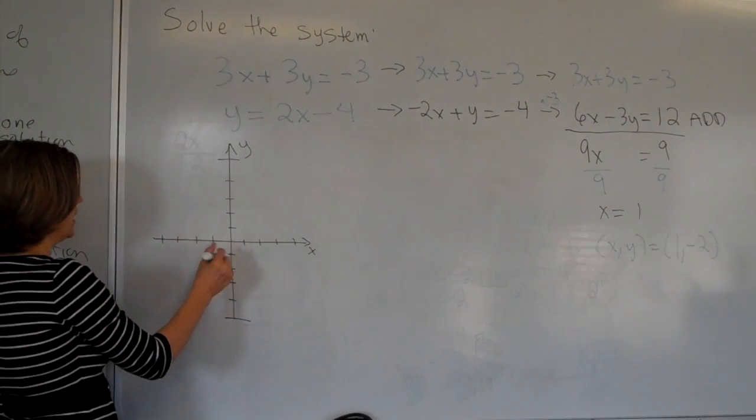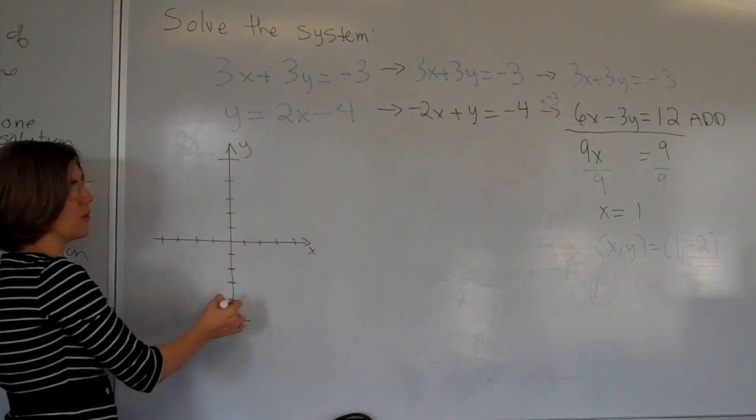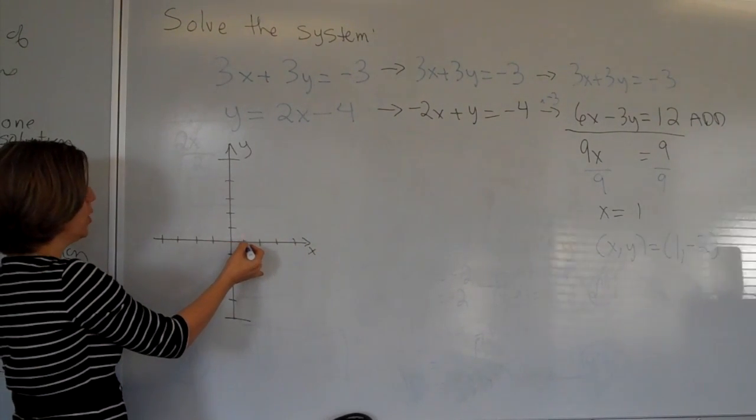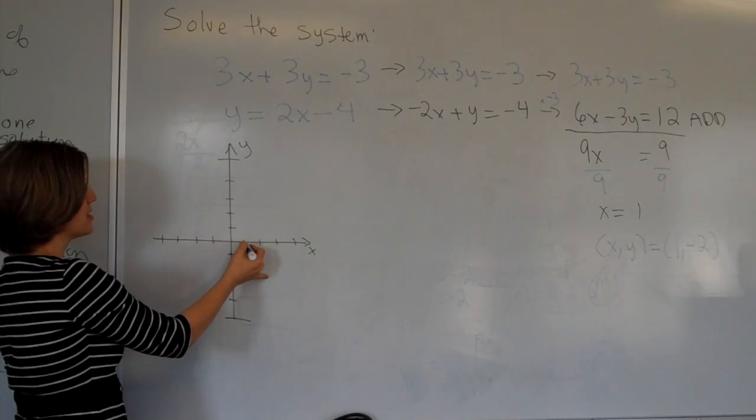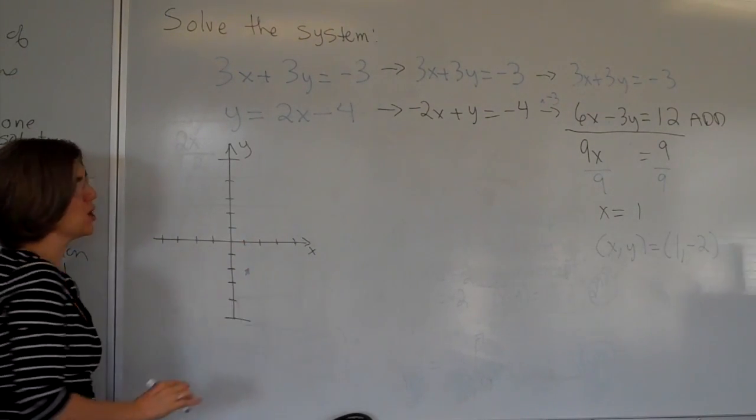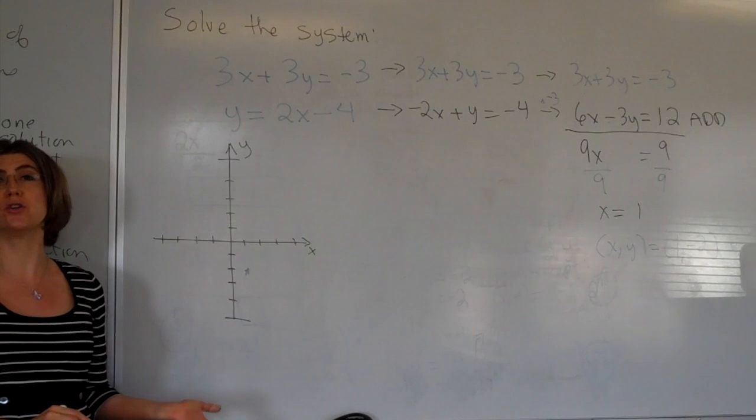So let's graph that. We'll start in the xy rectangular coordinate system. We will start at 0, 0, and we'll go 1 in the x direction, and then since it's negative 2, we will go down in the y direction. I will make this a star. That is our start or our solution point.